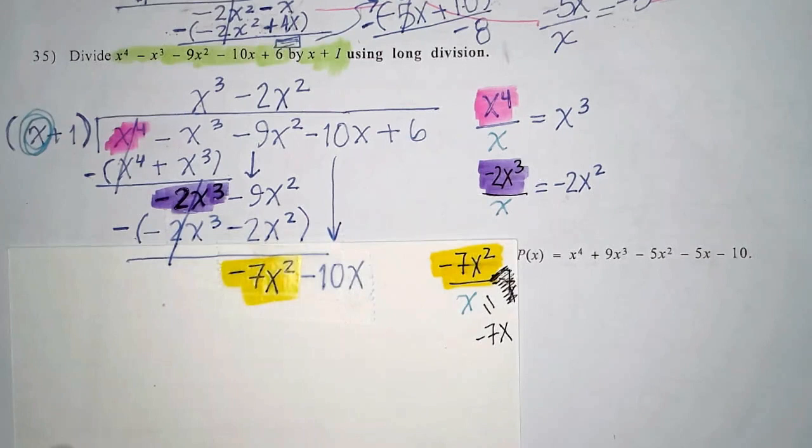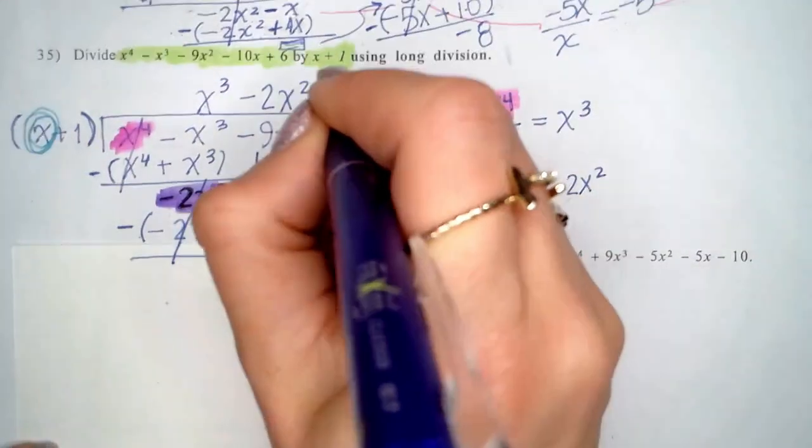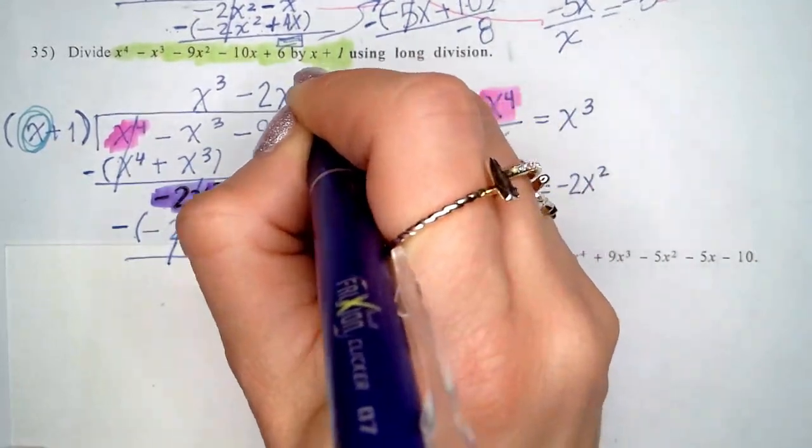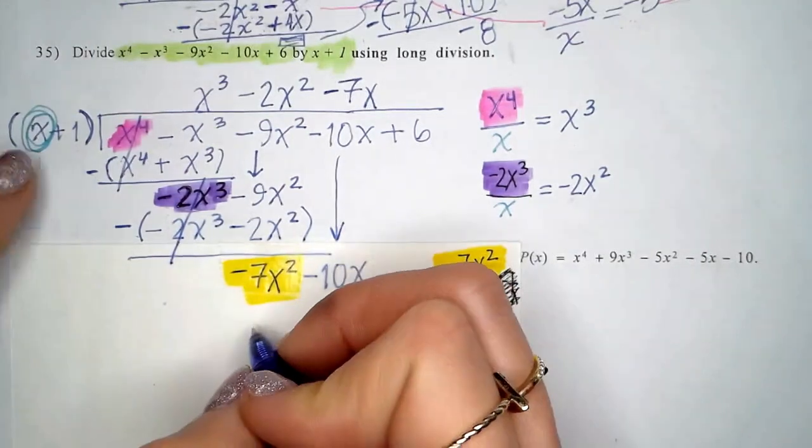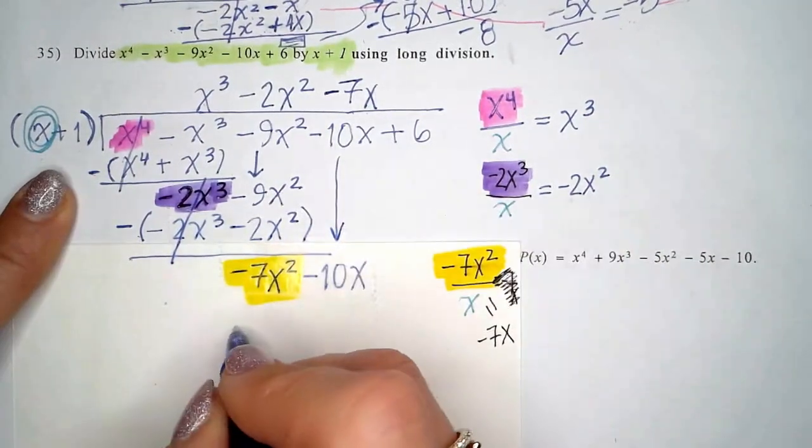And we said we got negative 7x, and where do I write that negative 7x? On the top, loop around. So negative 7x. And what do I do with this negative 7x? Multiply it by? Good. And what is negative 7x times x plus 1?